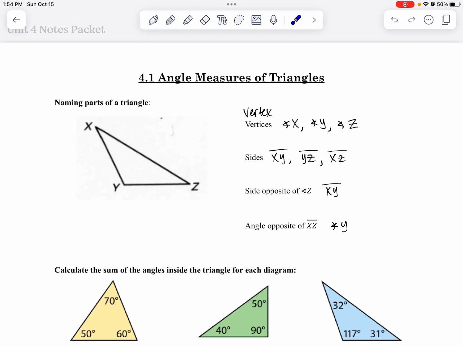We've got section 4.1. We're talking angle measures of triangles. We have triangles here, okay? I have some vocab that I'm going to go over with you. If you need to pause the video, go ahead and do that so you can copy this stuff down. But we have some vocabulary.